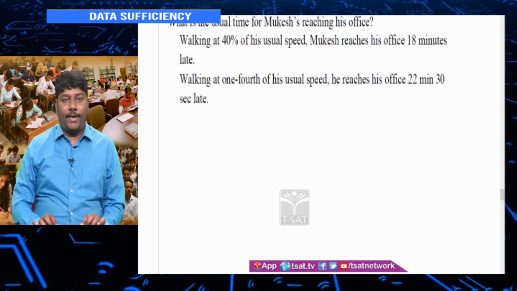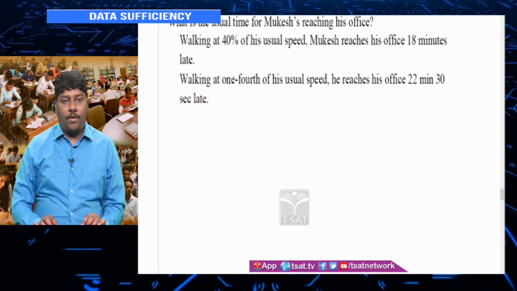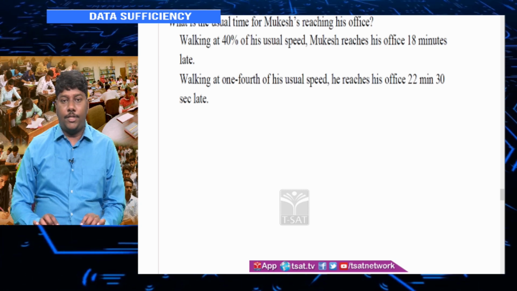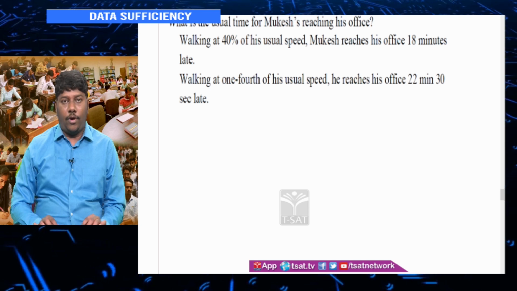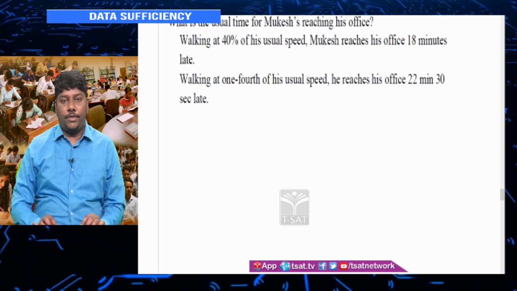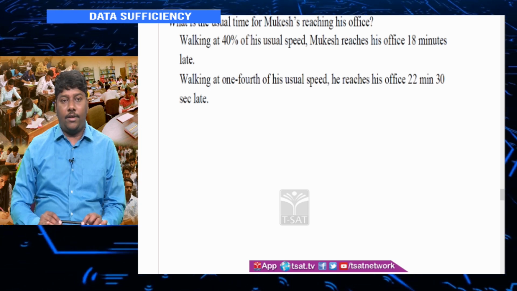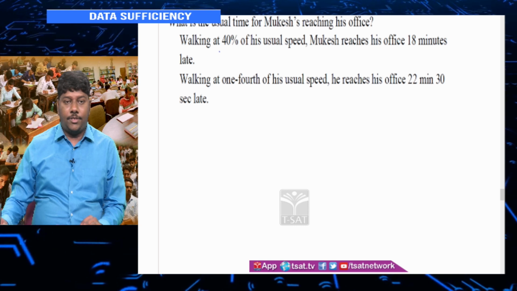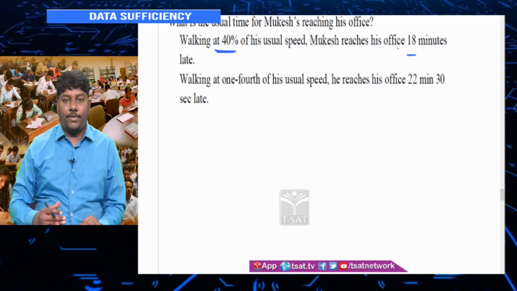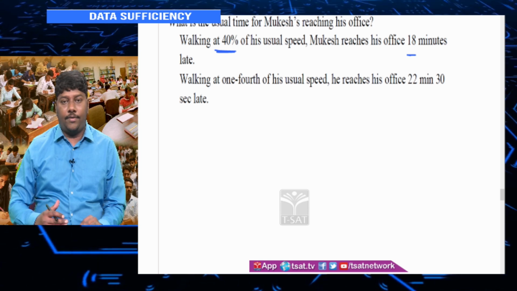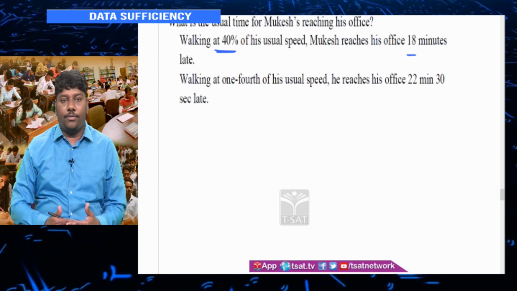What is the usual time for Mukesh reaching his office? Walking at 40% of usual speed, Mukesh reaches his office 18 minutes late. So if he walks with 40% of his usual speed, he takes 18 minutes late, which means you can find it out in terms of percentage. If he walks with 100%, how many minutes earlier? You can find out the actual time, because the difference of time you know.